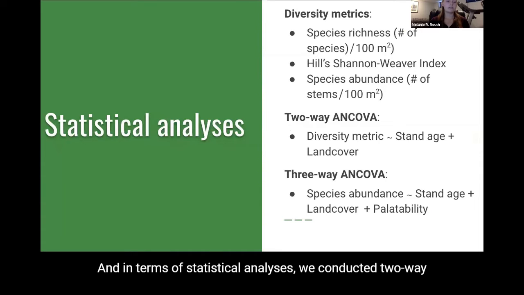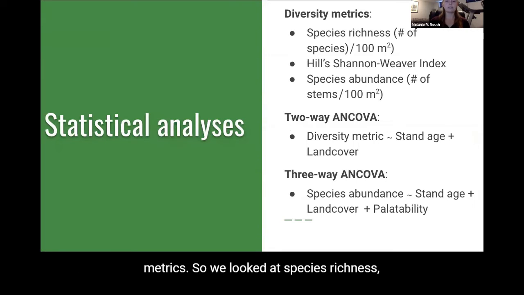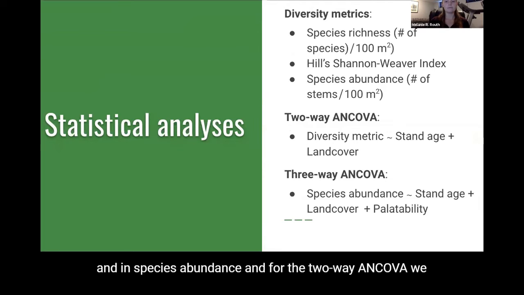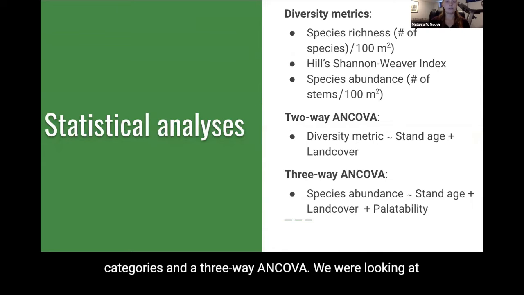And in terms of statistical analyses, we conducted 2-way ANCOVAs and 3-way ANCOVAs using one of the 3 diversity metrics. So we looked at species richness, the Hill-Shannon-Weaver index, which is a measure of evenness, and then species abundance. And for the 2-way ANCOVA, we included stand age and land cover types, and then we added palatability categories in a 3-way ANCOVA.